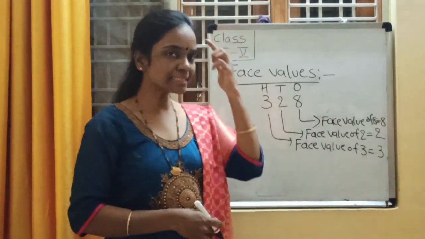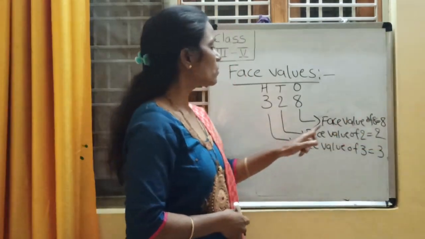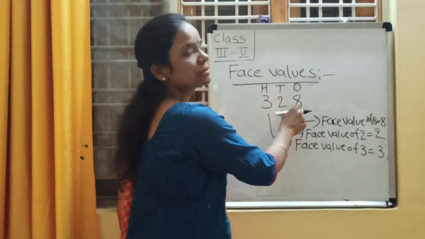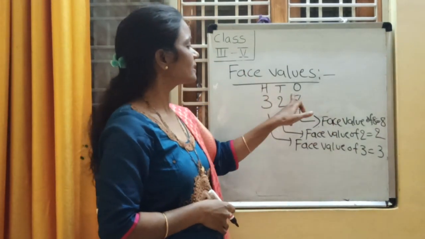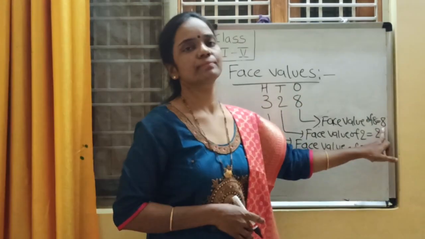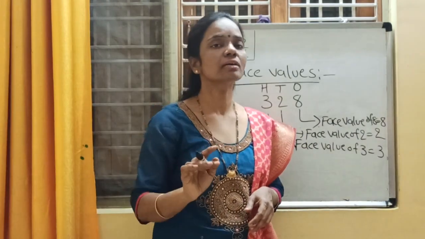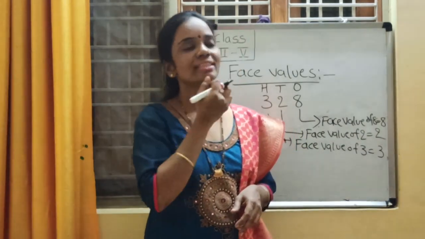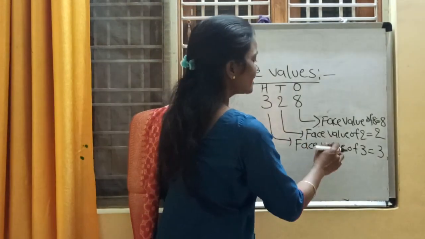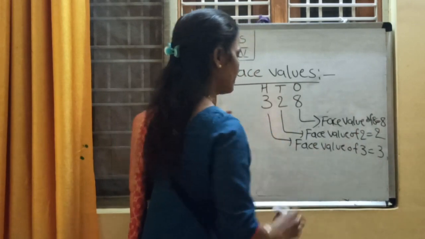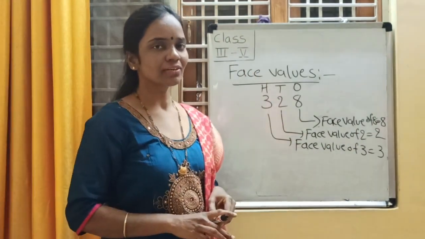Face value means the same face, the same number, the number itself. Don't think about its position. Don't think about its place. The face value of that digit is the same number. Understood, children? We have only one face. Wherever you go, we have the same face. There is no change in our face. Similarly here, there is no change in the face value of a number. Understood, children? Shall we take one more example for face value?